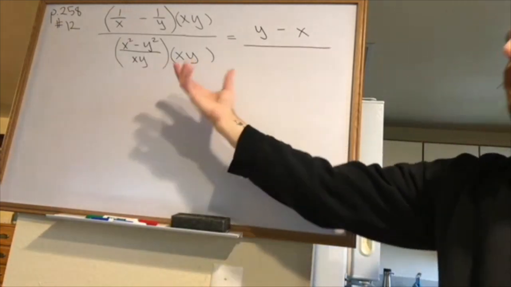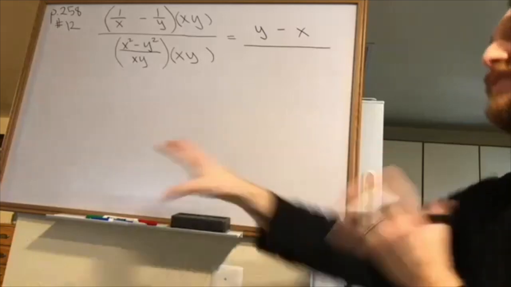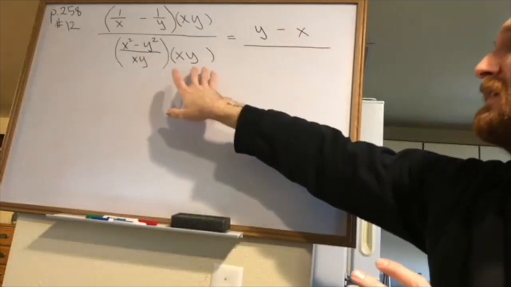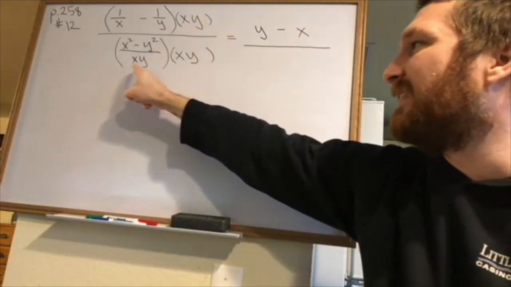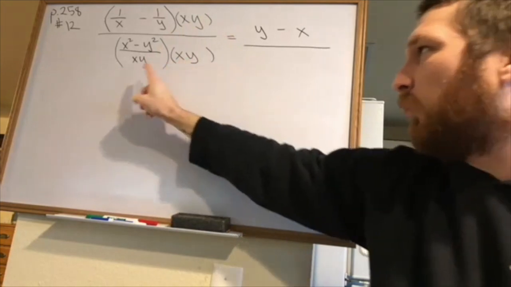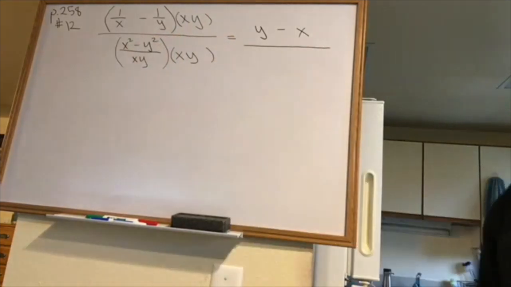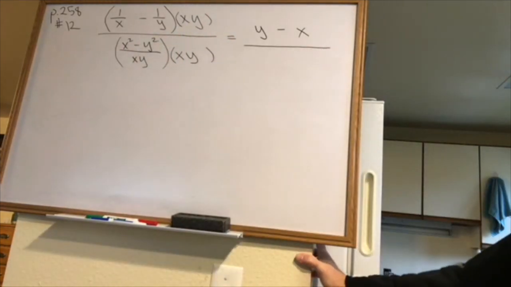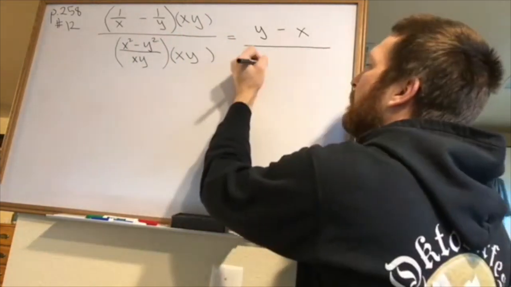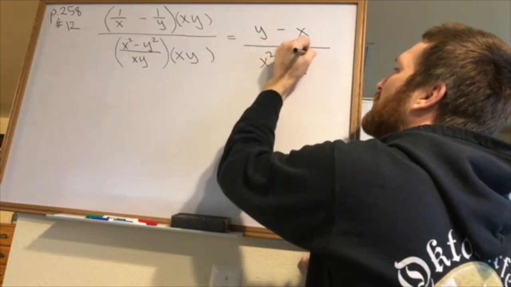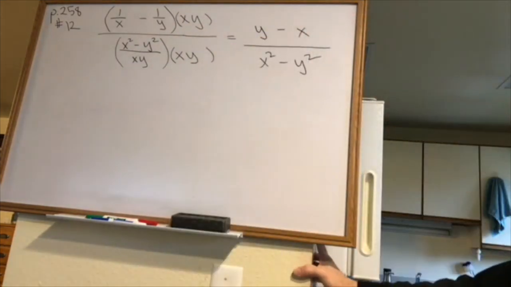That's nice. This guy should be easy. The whole reason that we didn't need to do anything is because we noticed, oh, hey, that's just going to kill that. I don't need to worry about it. In fact, I could just cancel them both right there. What's left in the denominator? X squared minus y squared. Are we done? No.